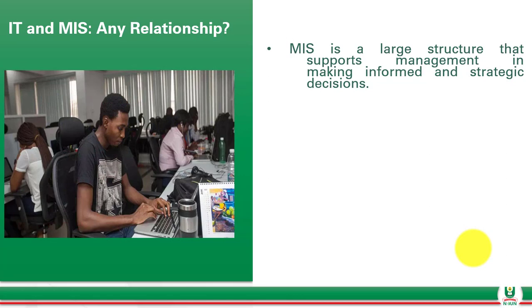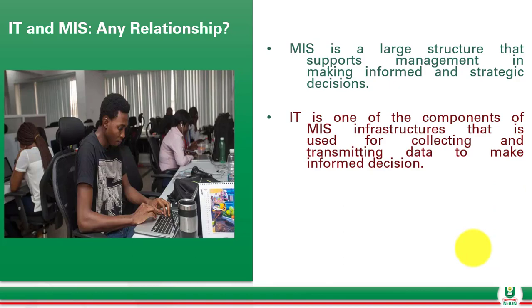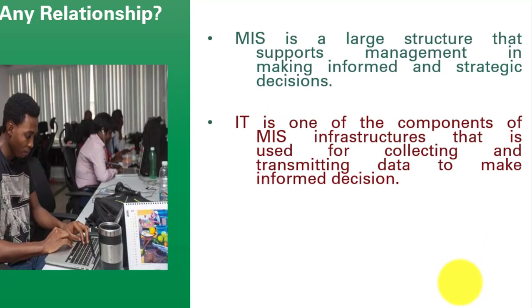Then let's quickly look at information technology and management information system. Let's look at the relationship between the two concepts, because at this level of your education, you should be able to identify the differences between these two concepts. Ordinarily, people use the two words interchangeably, but at this level, you should be able to differentiate between the two. MIS is the large structure that supports management in making informed and strategic decisions. However, information technology is one of the components of MIS infrastructure that is used for collecting and transmitting data to make informed decisions.